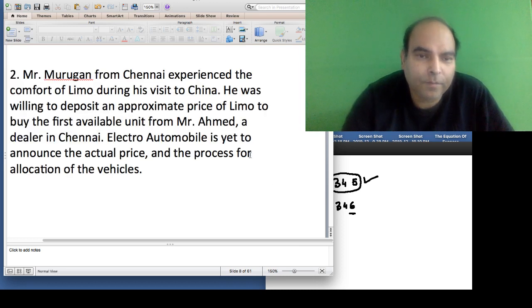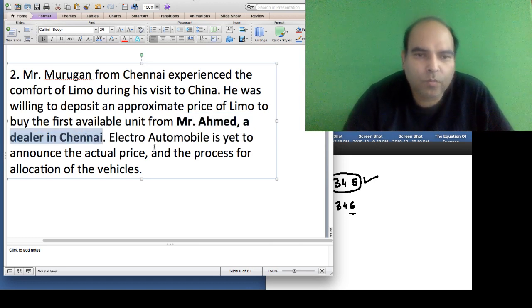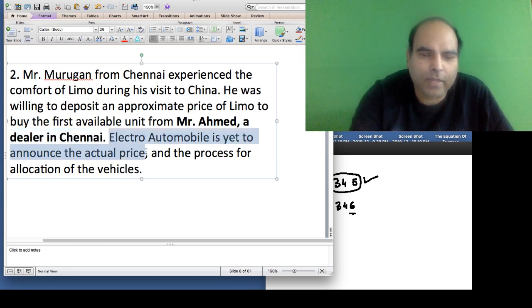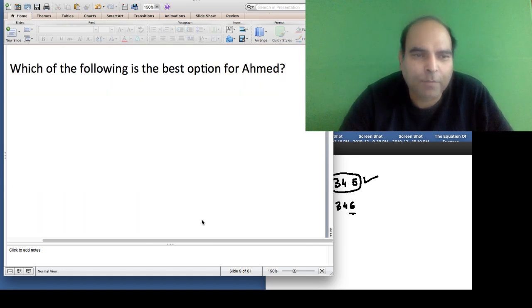So, who's Ahmed? Ahmed is the dealer in Chennai. And Murugan is ready to deposit an approximate price to buy the first available unit. And the key part of the case is also that Electro Automobile is yet to announce the actual price and the process for allocation. So what is Ahmed's best option?